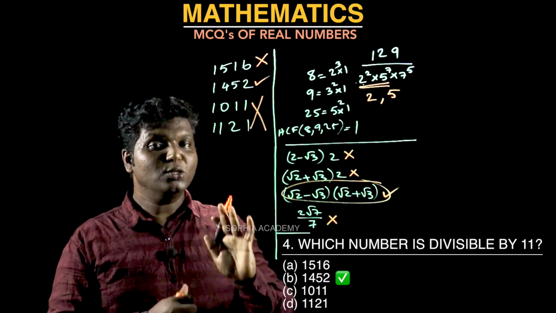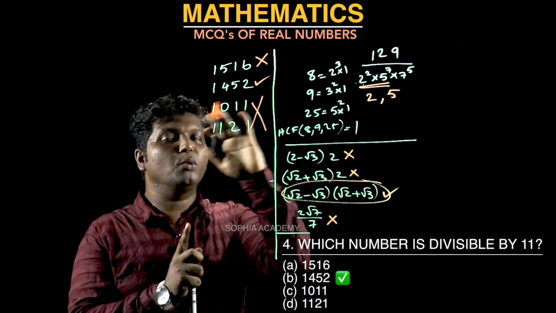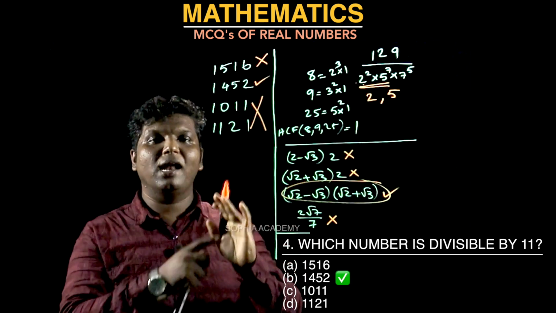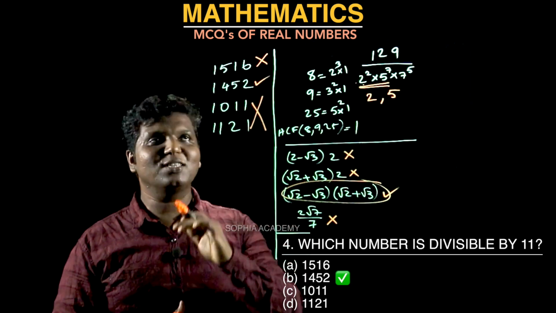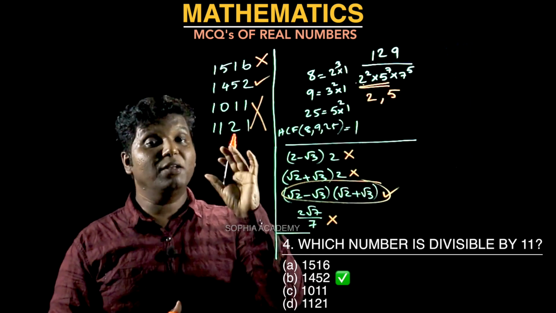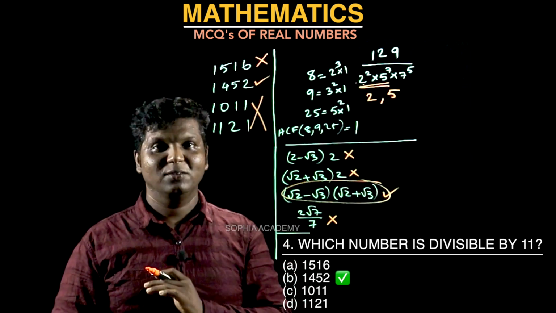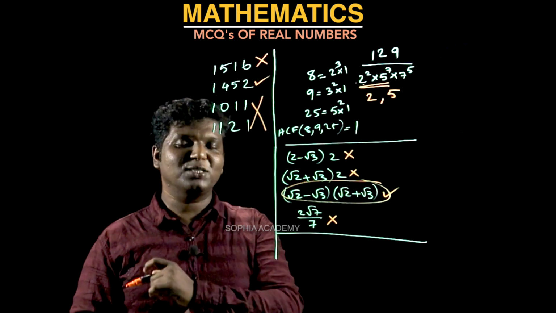Is that clear? So just by checking like this, there is no need to divide and find it in a long division method. Just by one glance itself you will get the answer. So this is the way to understand whether a given particular number is divisible by 11 or not. Hope you understand. Going to the next question.